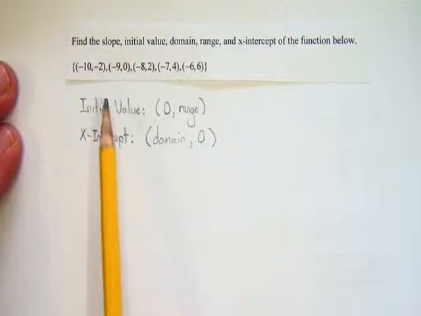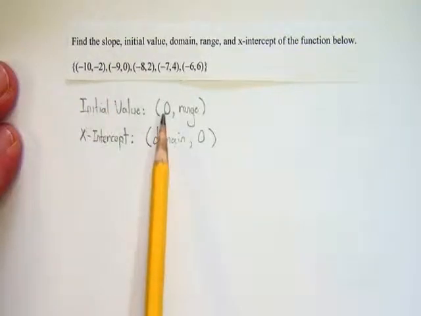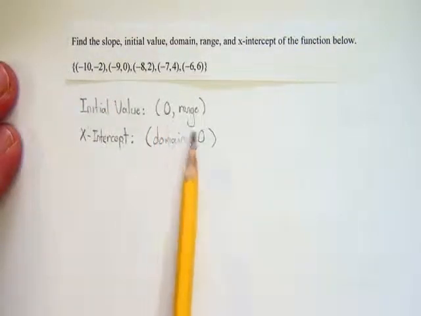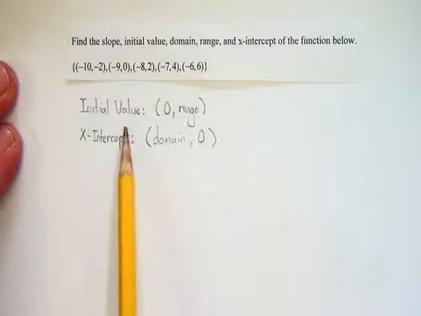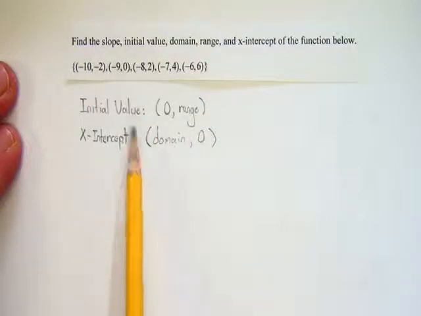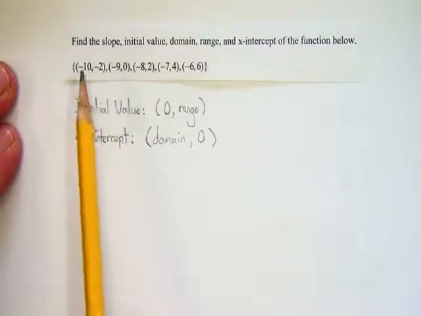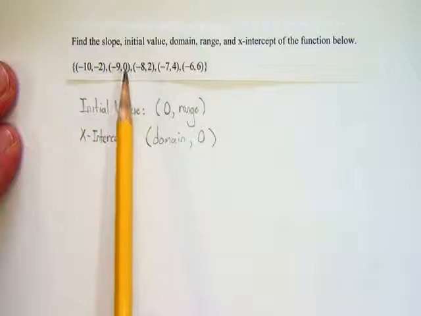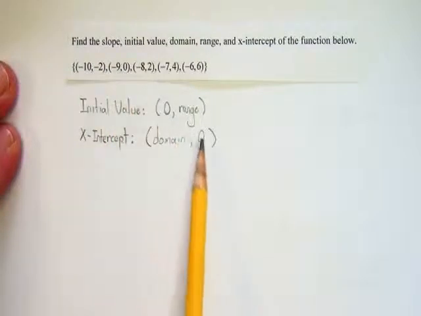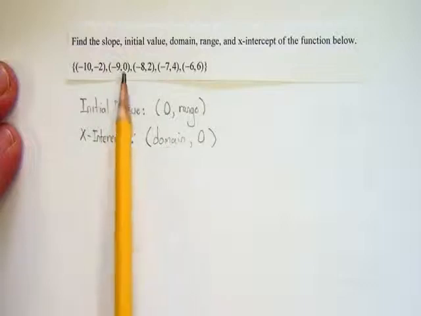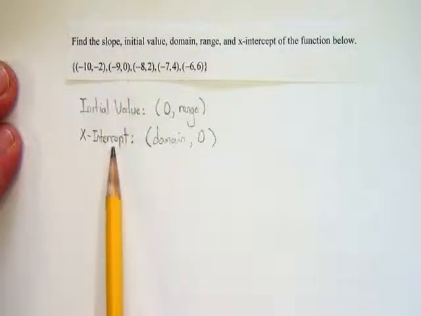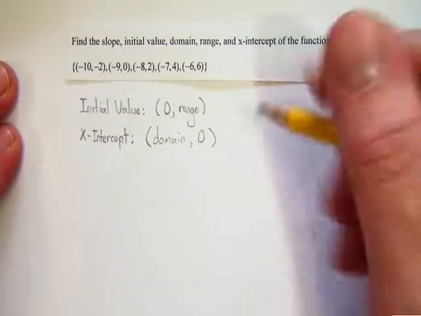So in order to find these from a set of ordered pairs, what we want to look for are zeros. Anytime you see a 0, you're clued in that you're going to be on one of these two. So we go through and we look for any zeros, and wham, there's one right there. That 0 is in the range, so it matches this right here. So the -9 that's associated with that 0 is going to be our x-intercept.